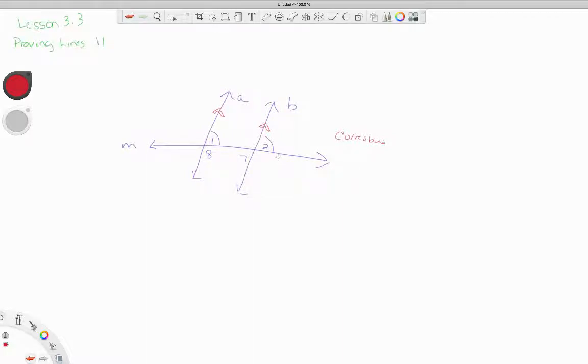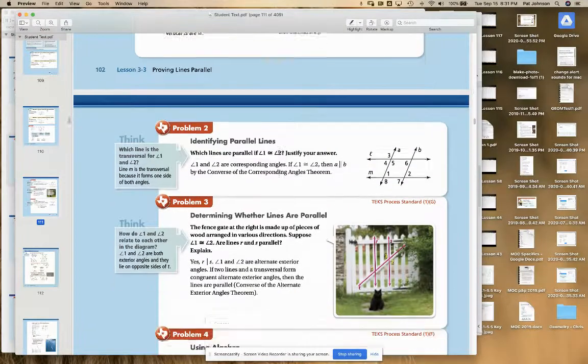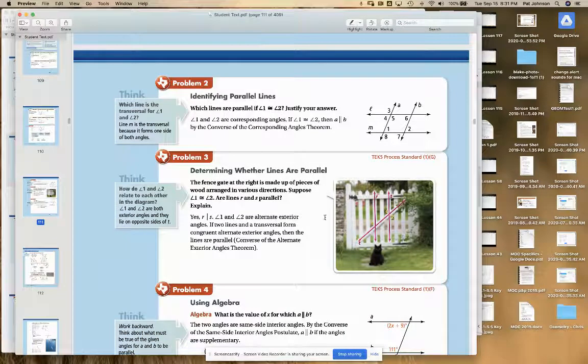All right, so let's look at problem 3. Determine whether the lines are parallel. Okay, so the fence at the gate is made up of pieces of wood in various directions. Suppose angle 1 and angle 2 are congruent. Are lines R and S parallel? Explain. Well, let's see. 1 and 2. So let's see if these are parallel. That would make line T the transversal, which makes 1 and 2 alternate exterior angles.